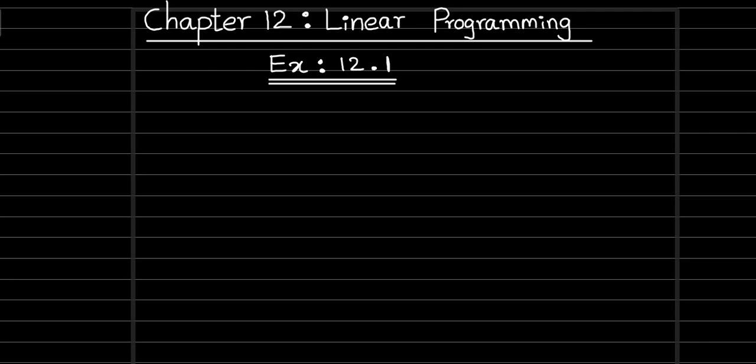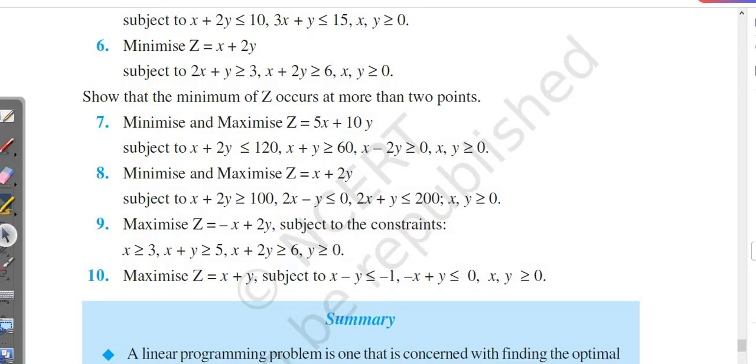In this video, we are going to see for CBSE Maths Grade 12 Standard Chapter 12 Linear Programming in exercise 12.1 ninth sum. So here we can see the given linear programming problem. We need to solve it graphically. Okay. So ninth one, maximize z equal to minus x plus 2y subject to the constraints. And you can see 4 inequalities we have. Okay. So we need to find the maximum value of the z.